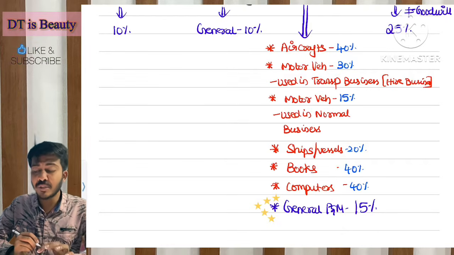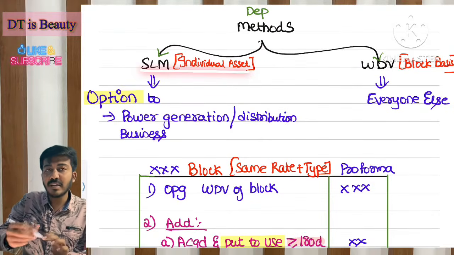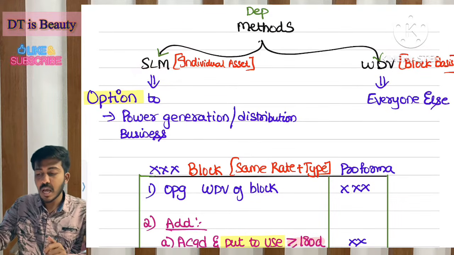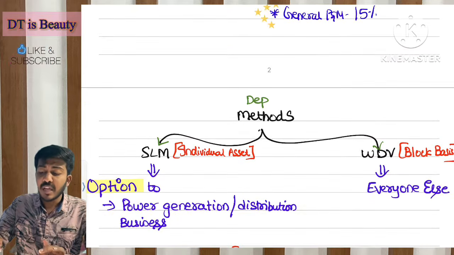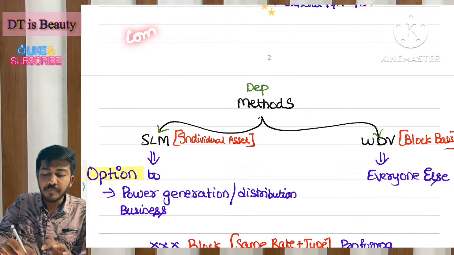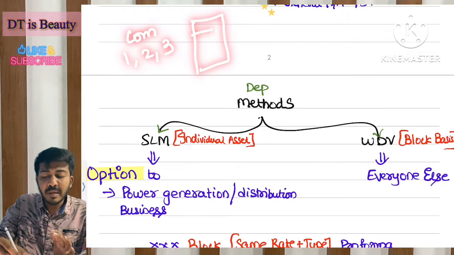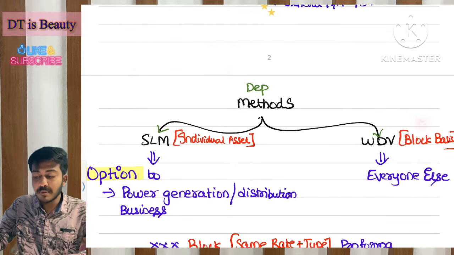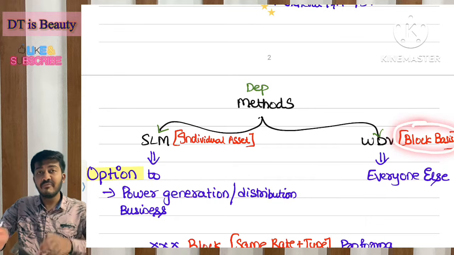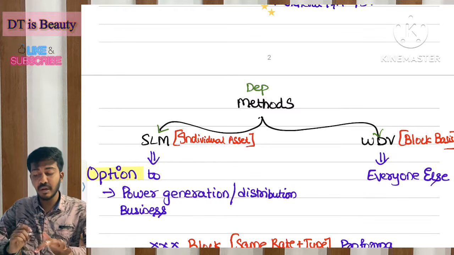Now come to the methods of depreciation. Depreciation methods are of two types. SLM method, that is individual asset basis. Come to the WDV method, which is block based. In income tax, if you have purchased computers, like you have 1, 2, 3 computers, all the computers will be merged in a single box and a single calculation shall be made. Such a concept is called block basis. We will never calculate depreciation on an asset-to-asset basis in the WDV method.